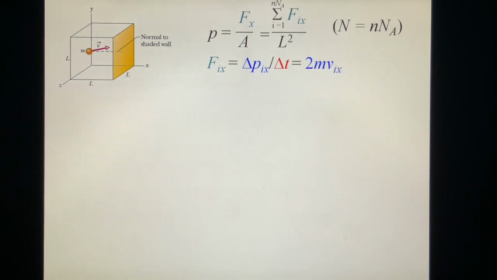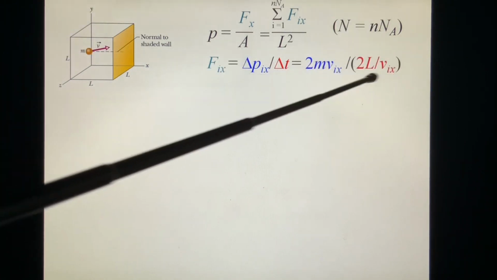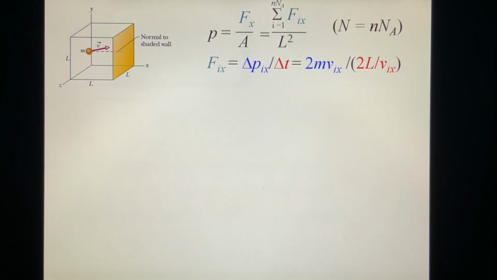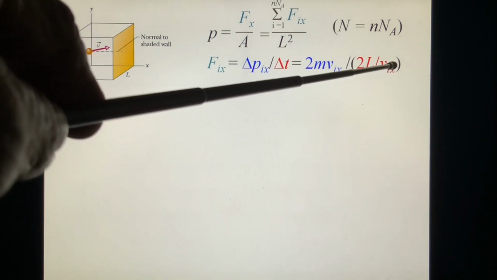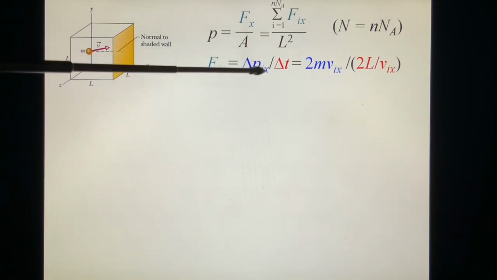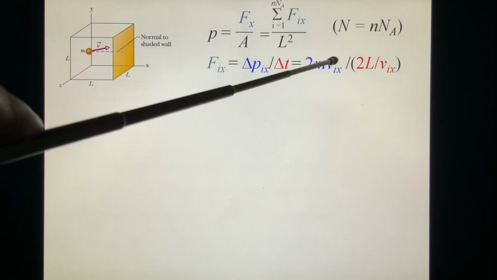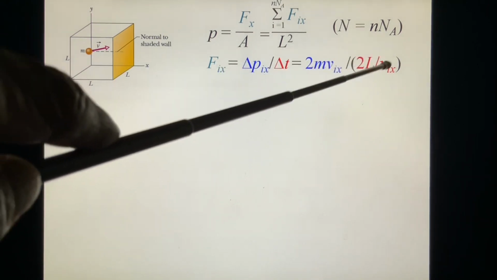What is delta T? It is very hard to treat the hitting time, so we estimate it. The molecule goes from the wall, hits the other wall, and comes back, again and again. So each time interval is L going and L coming back, 2L over v. We estimate this as delta T. After delta T, it hits again, so it goes one L, two L, divided by the velocity v_x. This is a very important step. Delta P equals 2m v_ix, and delta T equals 2L over v_ix.